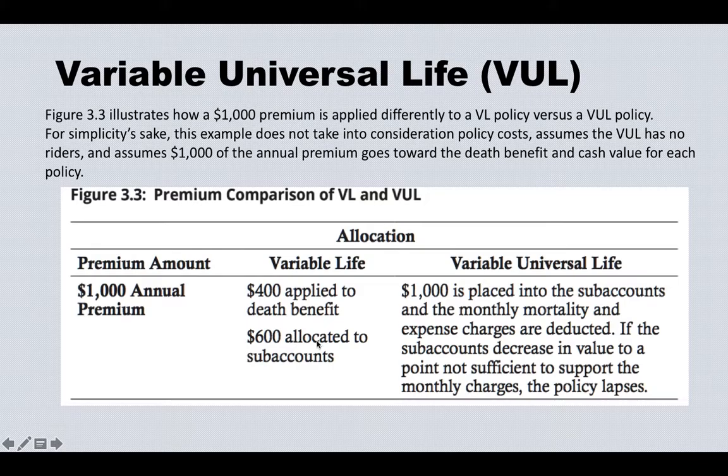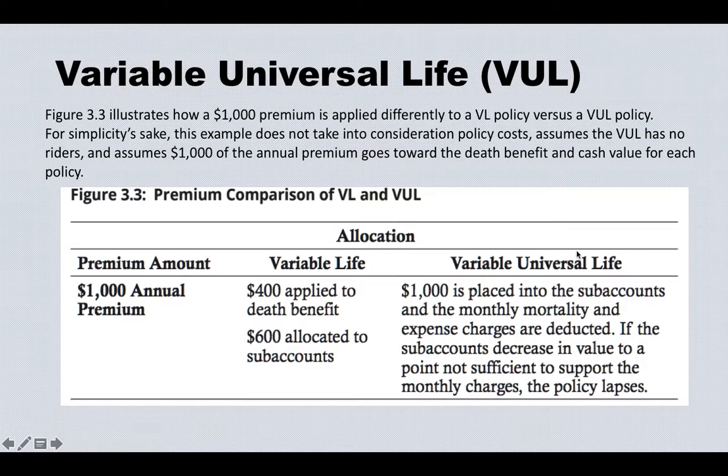So if the sub account investment is doing well, your cash value may be higher, right? Then your death benefit may be higher. So that's something. But if the investment doesn't do well, you will end up with a lower death benefit and lower cash value. Then you can see what happens if you place the $1,000 annual premium into the variable universal life.